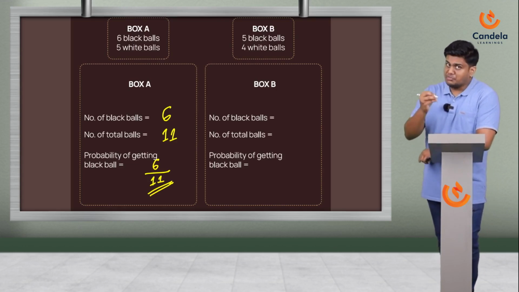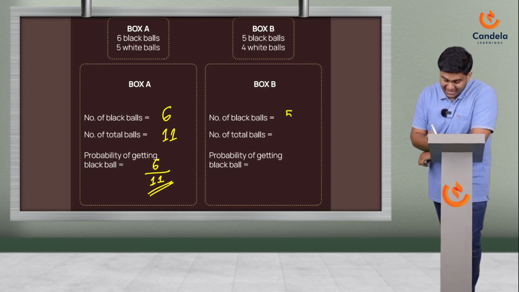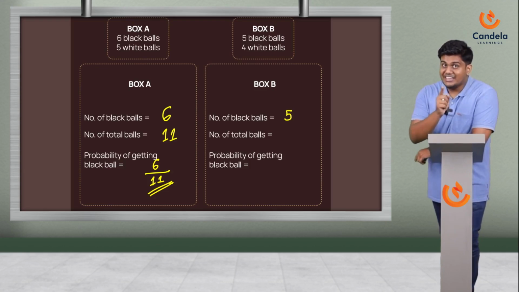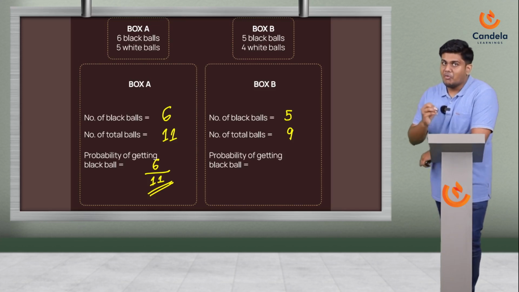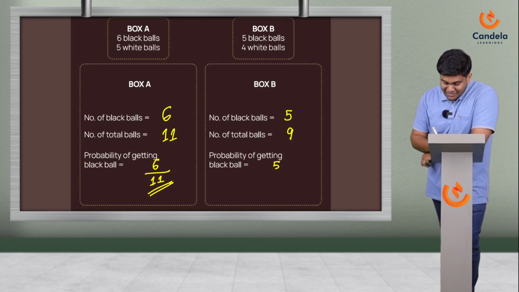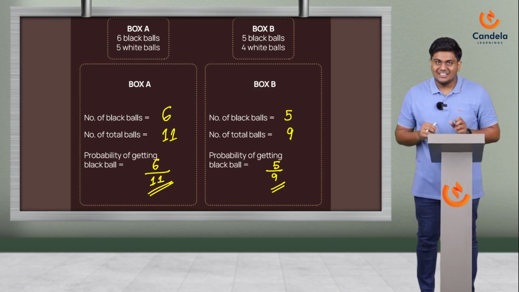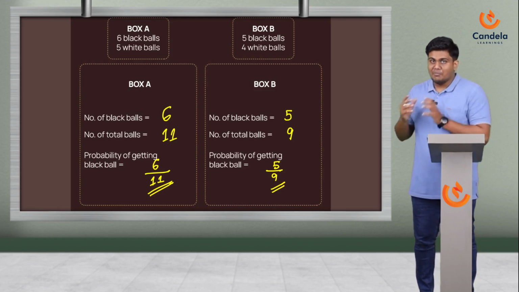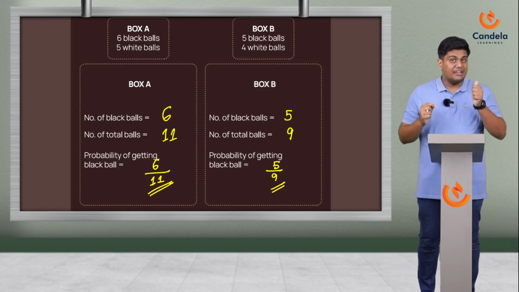Now let's look at box B. What is the number of black balls? It is 5. The total number of balls, interestingly, is only 9. Now what is the probability of getting a black ball in box B? It is 5 divided by 9. Now the answer is right in front of us. Box A or box B? Where is the higher probability? Is 6 by 11 greater or less than 5 by 9?